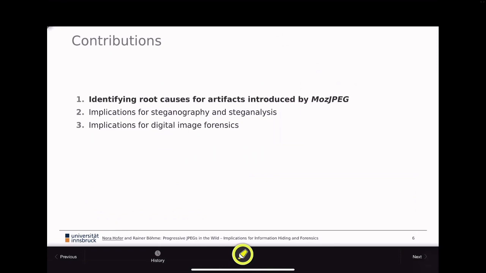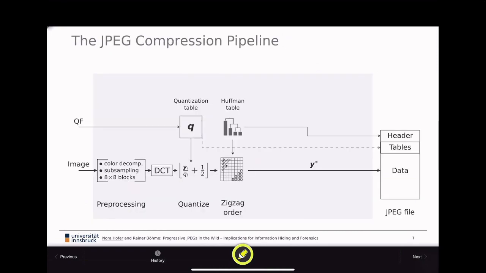And we start with MozJPEG. So what you can see here is the JPEG compression library. As I explained it before, we have an input image, we do some pre-processing, we apply DCT, then we quantize, and then we arrange the quantized DCT coefficients in zigzag order, and we encode it using Huffman and run length encoding, and then we save the image data to a file.